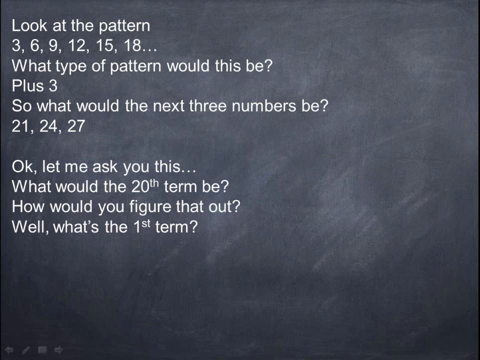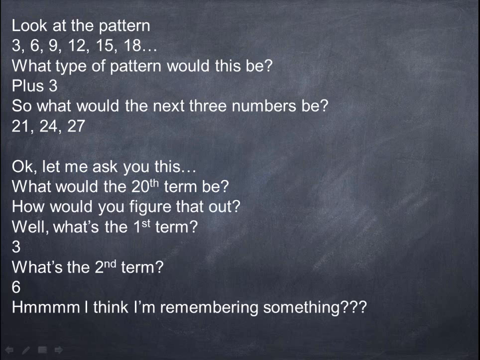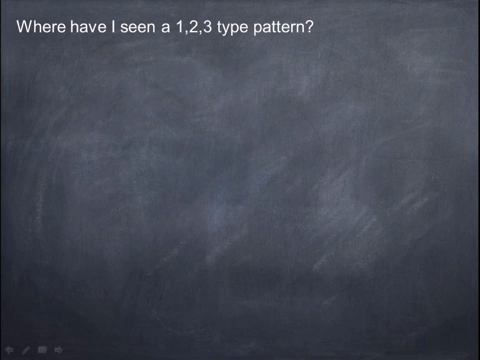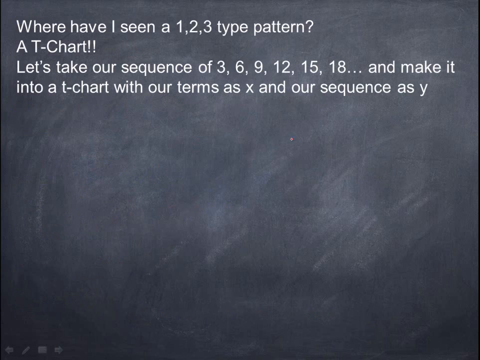Well, let's take a look at the pattern. What's my first term in this pattern? The 3. What's my second term? The 6. What's my third term? The 9. I think I'm remembering something. What usually has 1, 2, and 3? A T-chart. So let's look at our sequence of 3, 6, 9, 12, 15, and 18 and make it into a T-chart with our terms as x's and our sequences as y's.